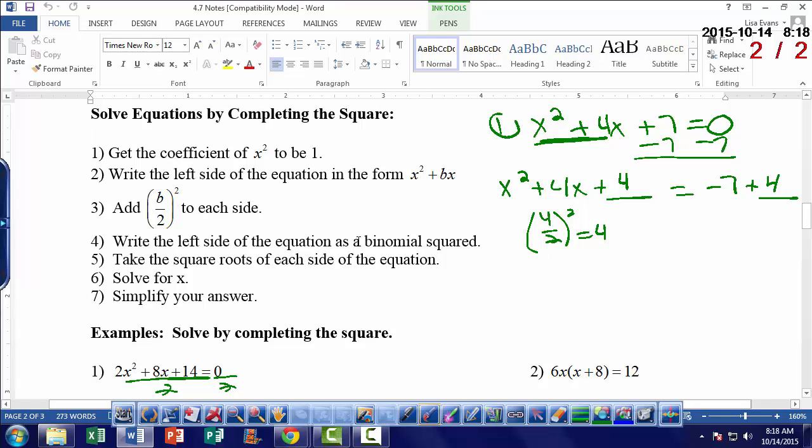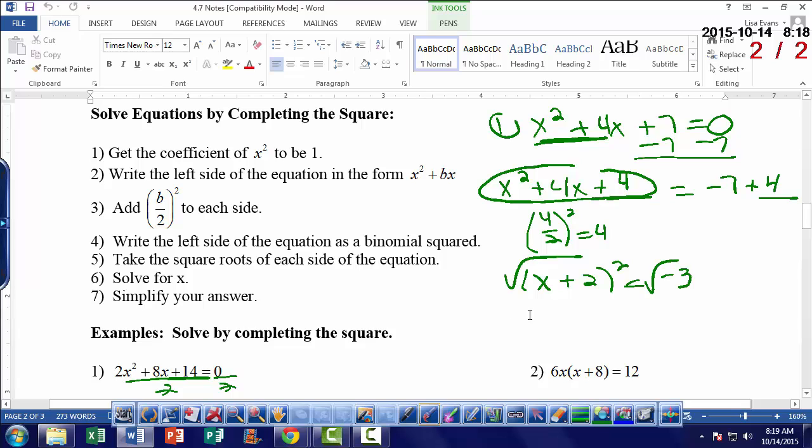Now we're going to write the left side of the equation as a binomial squared. So basically we're going to factor this perfect square trinomial. So we get x plus 2 squared, and on the right we get negative 3. And now we're going to go ahead and solve like we did the other day. We're going to square root both sides. So we get x plus 2 on the left, and plus or minus i root 3 on the right. Then we're going to subtract 2 from both sides. So my answer is x equals negative 2 plus or minus i root 3.